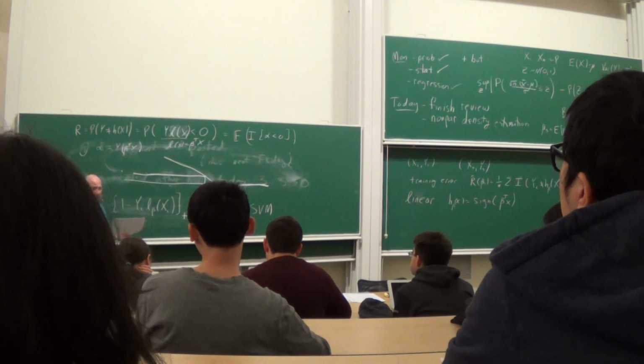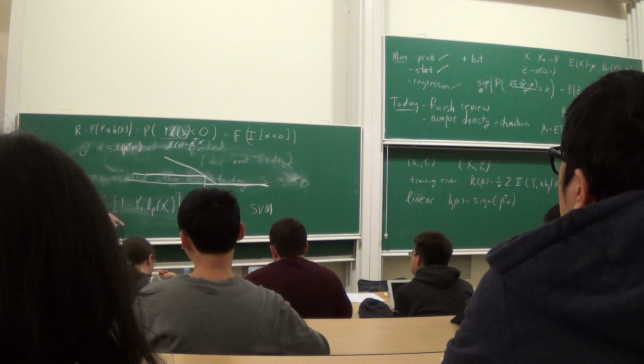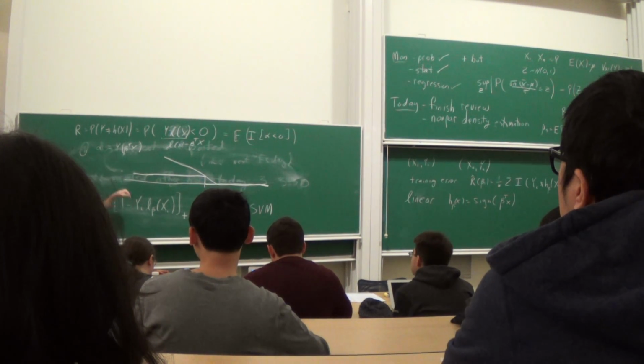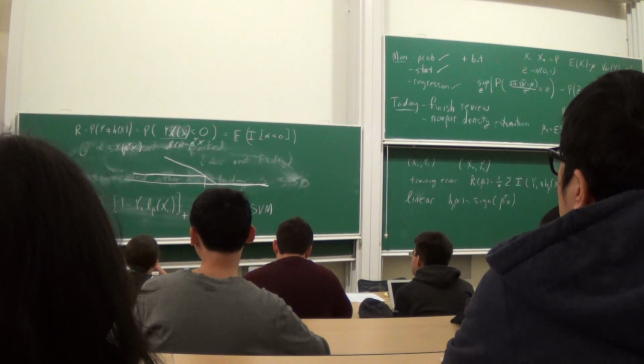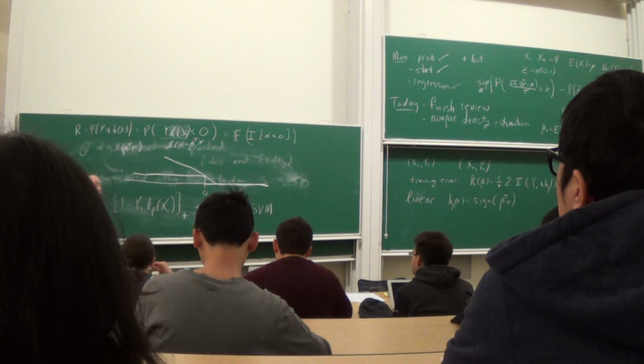So there's the geometric perspective of support vector machines, but I think an easier way to think about it is you're just substituting 0 loss for a convex surrogate loss. So that's something that will come up lots in the class.